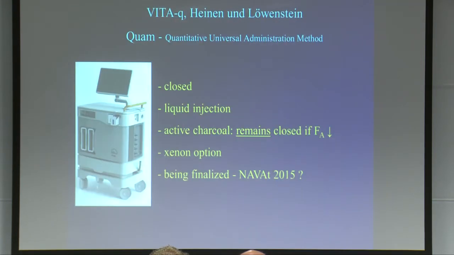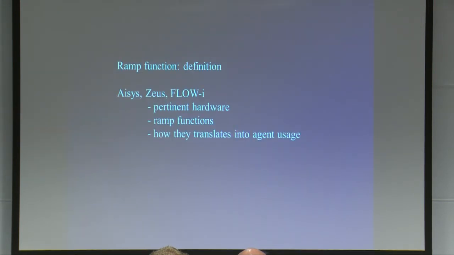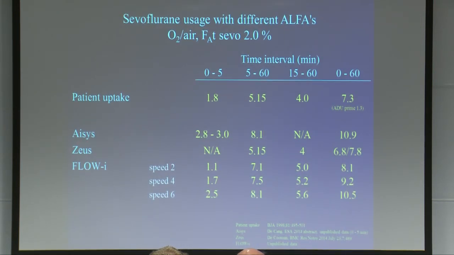Okay, the future. This one is looming around the corner. It's going to be member number 4. It's the VitaQ, under development. It's going to be a closed system using liquid injection with, in addition, active charcoal, which will allow the machine to remain closed when you want the end-tidal to go down. With the other machines, you have to increase your fresh gas flow. It will have a xenon option, and I hope we'll be able to give data in the future about this machine. So that kind of summarizes it.